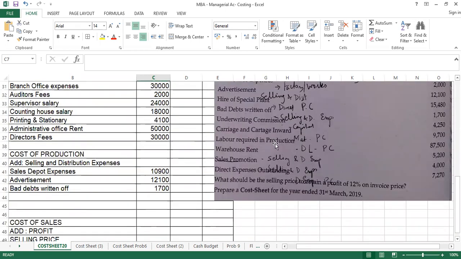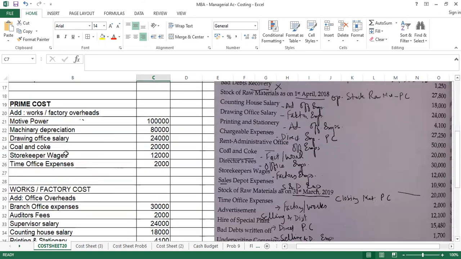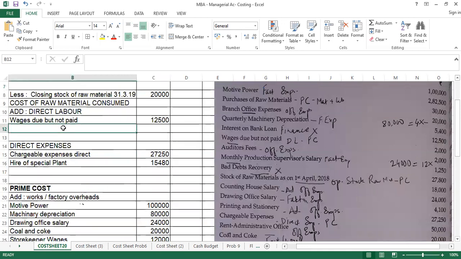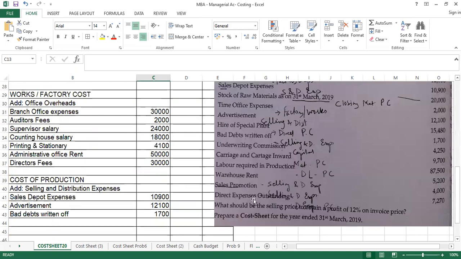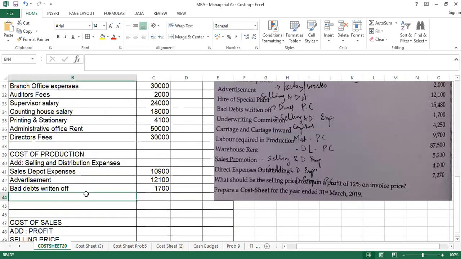Next is labor required for production. So that is direct labor, 87,500. Direct labor will go into your direct cost. After direct labor, we have warehouse rent, that is selling distribution expenses. The amount is 5,200.